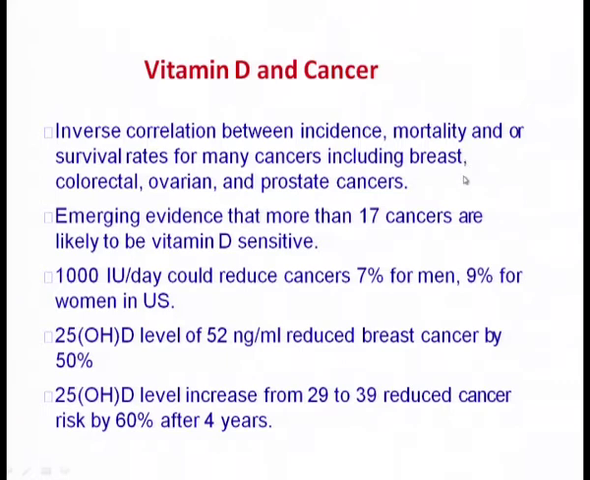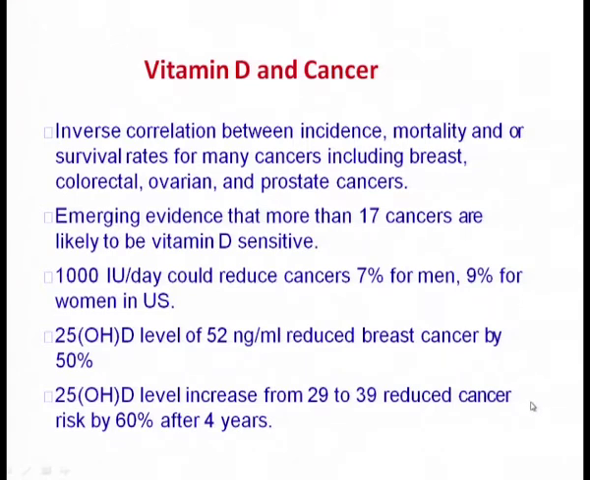So you see there is an inverse correlation between incidence, mortality and survival rates for many cancers, including breast cancers and colorectal cancers. So people are now trying to look at this, which is something very interesting to notice. You see, inverse correlation. So what does that mean? Vitamin D sensitive tumors. So you see 1000 units can reduce cancers by 7% to 9% in women. You have reduced mammary carcinoma whenever they are supplemented with higher doses of 25 hydroxy vitamin D. When you increase the level from 29 to 39, we reduce the cancer risk by 60% after 4 years.